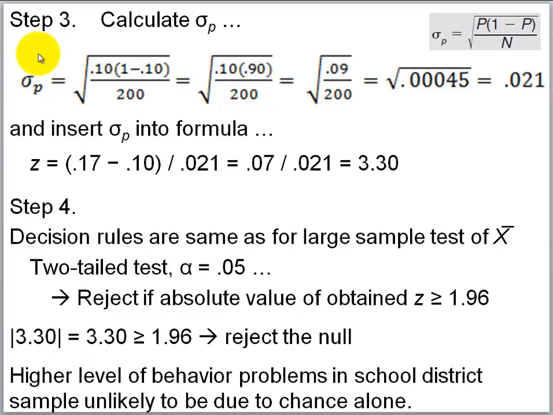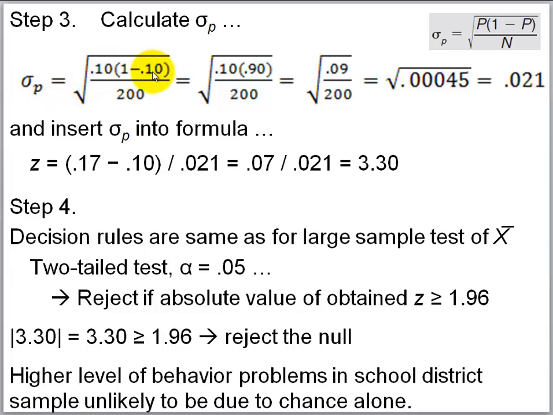Step 3 is carrying out the formula. I think the easiest way to do this will be to calculate the standard error of the proportion, and then we will insert that into the denominator. So here is our calculation of the standard error of the proportion.